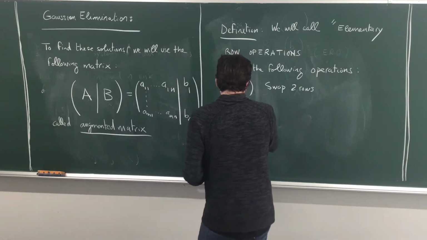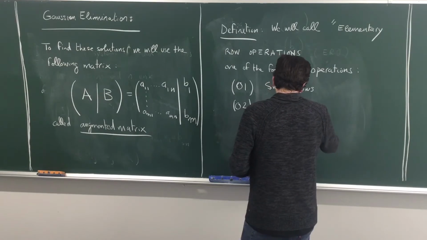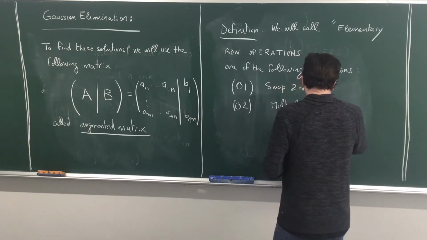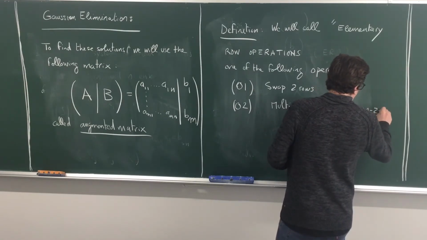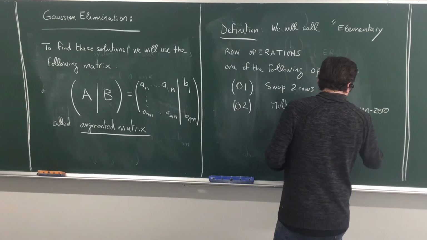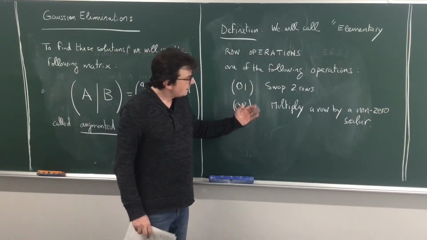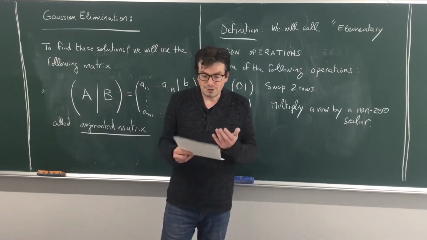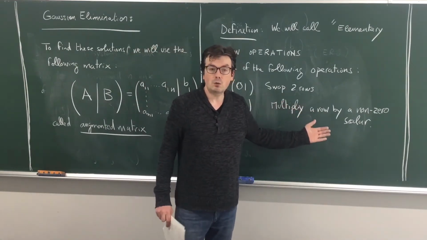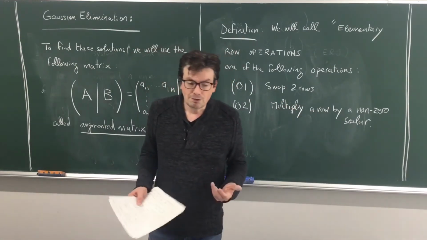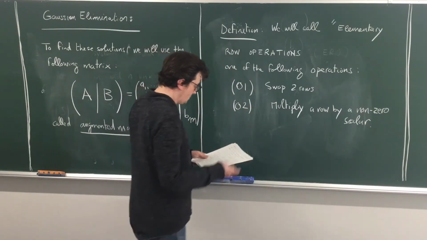The second one, you will multiply a row by a non-zero scalar. Again, as you know, if you have an equation and you multiply on both sides this equation by a non-zero scalar, you will find the same solution. Okay, so this operation also doesn't modify the set of solutions.